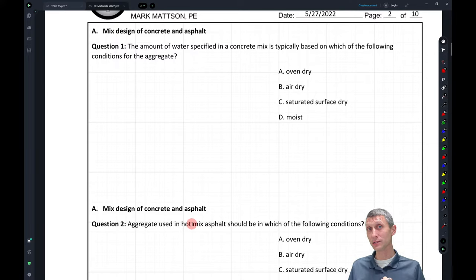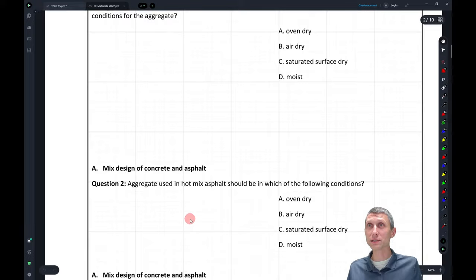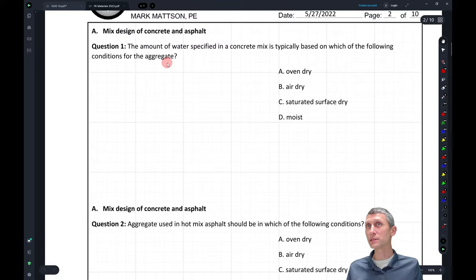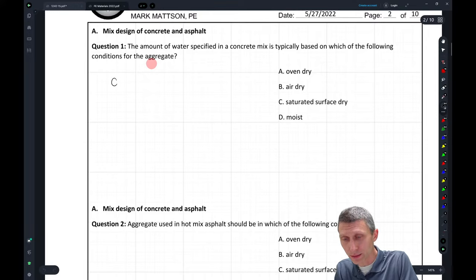But to start, these first two questions kind of go hand in hand. The answers you'll see here, the A, B, C, and D, are exactly the same for both, right? The first one says the amount of water specified in a concrete mix is typically based on which of the following conditions for the aggregate, right? So the aggregate is part of the concrete, right? What makes up concrete?